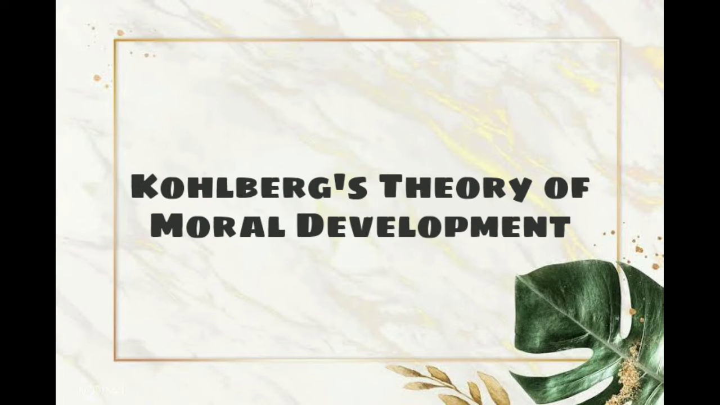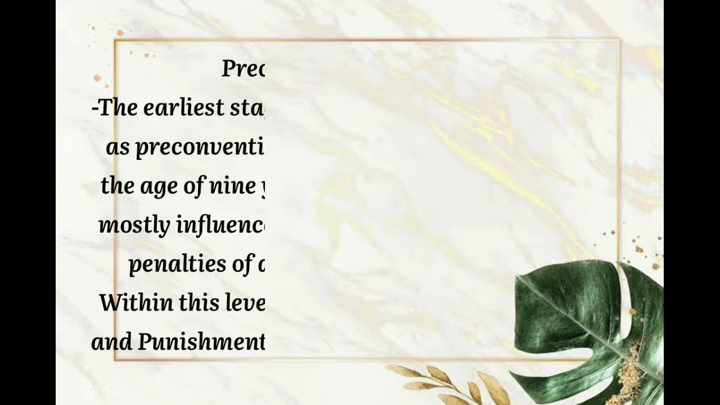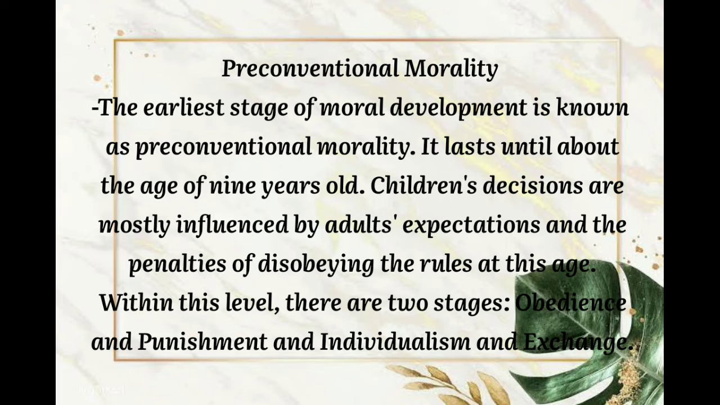Kohlberg's theory of moral development. Pre-conventional morality. The earliest stage of moral development is known as pre-conventional morality. It lasts until about the age of 9 years old. Children's decisions are mostly influenced by adults' expectations and the penalties of disobeying the rules at this age. Within this level, there are two stages: obedience and punishment, and individualism and exchange.